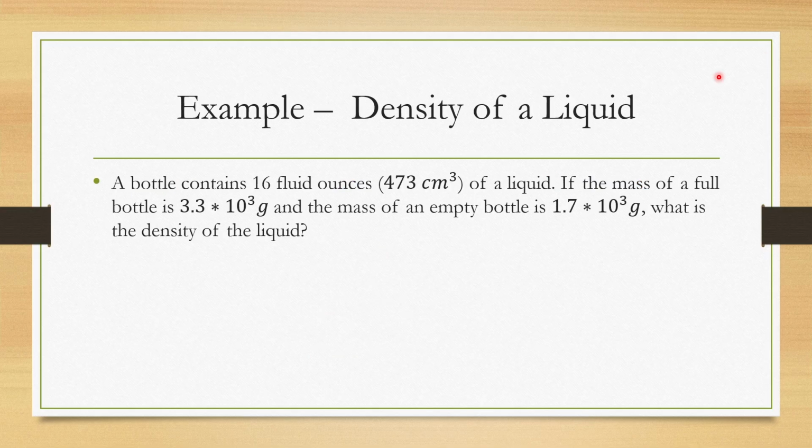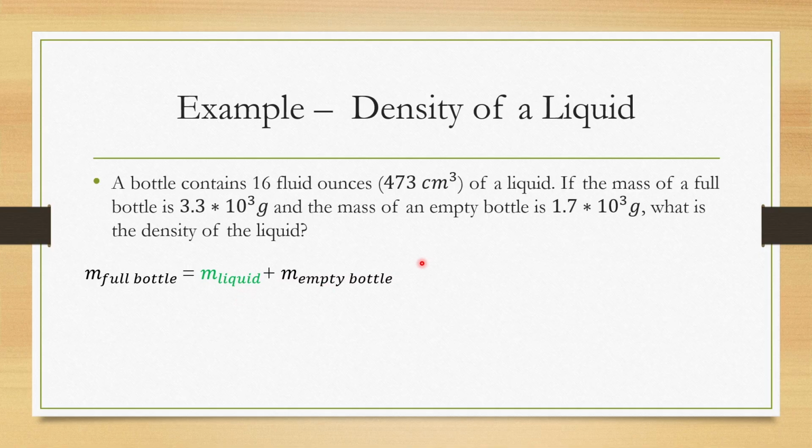In this slide, I will be discussing how to calculate the density of a liquid. This problem is a little bit more involved than the previous one, so let's start. A bottle contains 16 fluid ounces, which is equal to 473 centimeters cubed of a liquid. If the mass of a full bottle is 3.3 times 10 to the 3 grams, and the mass of an empty bottle is 1.7 times 10 to the 3 grams, what is the density of the liquid? First, we will start with this equation: mass of the full bottle is equal to mass of the liquid plus the mass of an empty bottle.